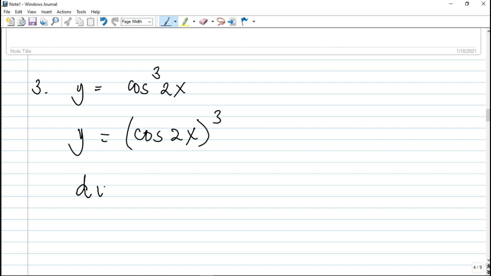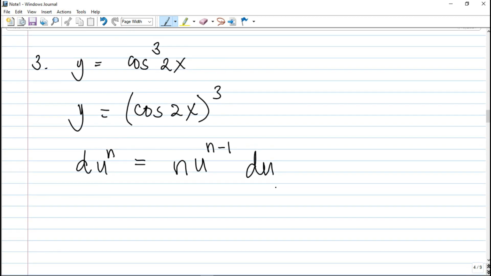So, the derivative of u raised to n equals, bring down the exponent n, copy the inside function u, then subtract 1 from the exponent, so n minus 1, then differentiate the inside function u. So, ito ay chain rule. Okay? Identify all the parameters or the elements in the formula.